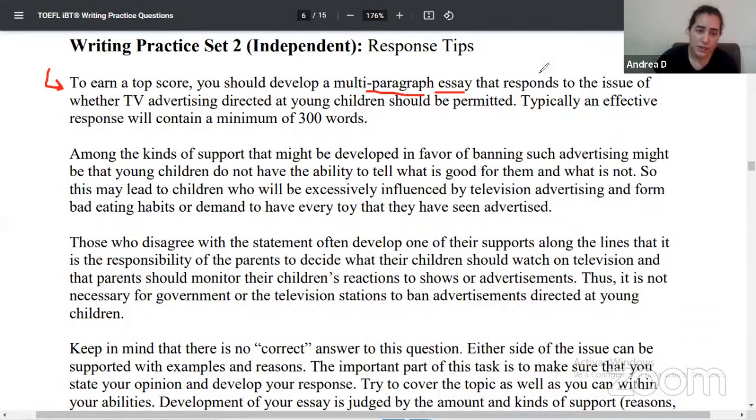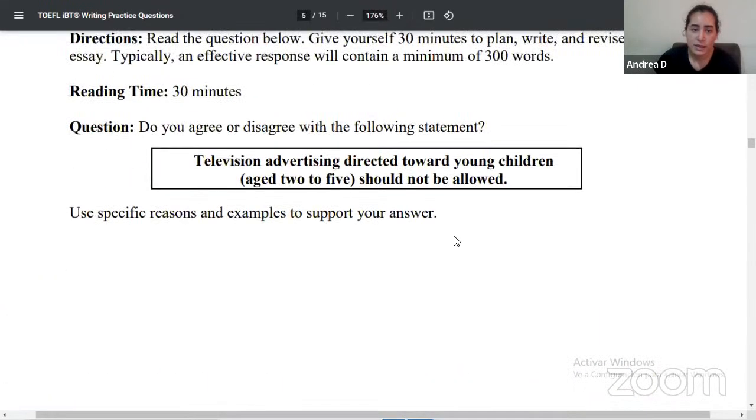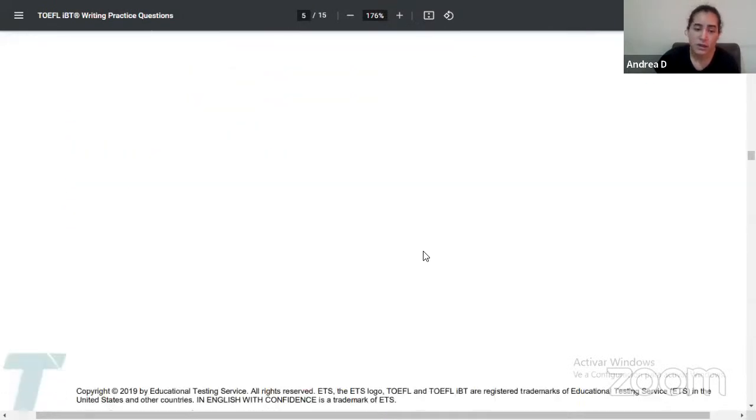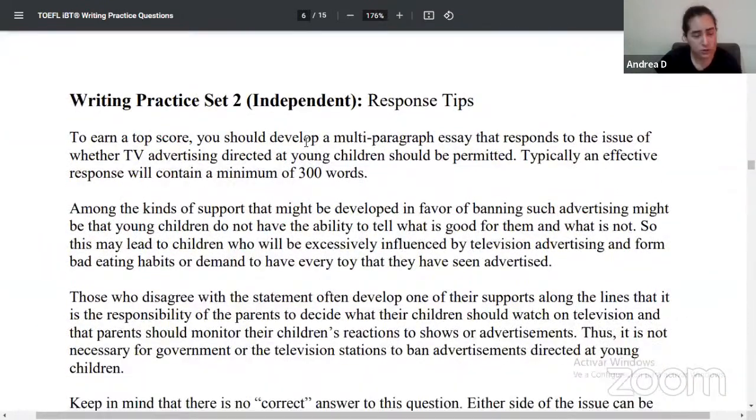It needs to respond to the issue of, well, the question. In this case, they're talking about the example they give. So their example was television advertising directed toward young children aged 2 to 5 should not be allowed. So that was their question. So in this case, they say you should write an essay that has more than one paragraph, and it needs to respond to the issue of whatever they're asking, right?